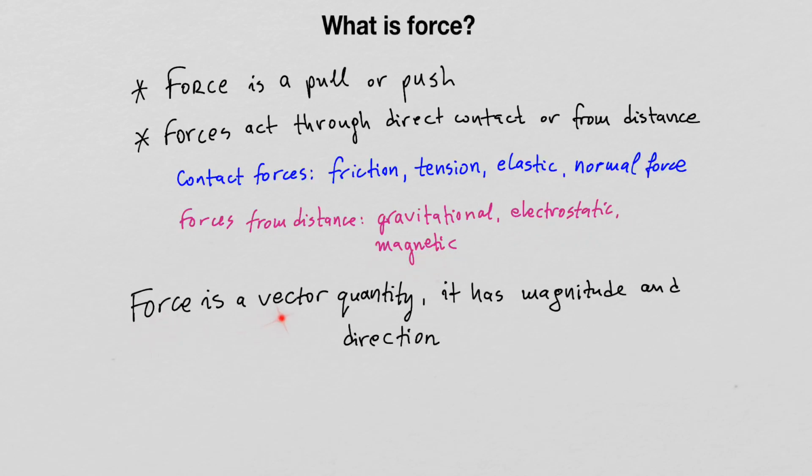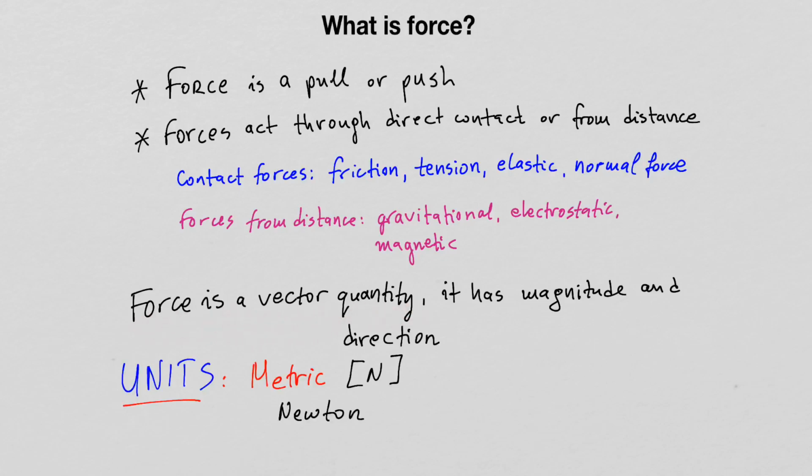Force is a vector quantity. It has magnitude, how much of a force was applied, and also direction. Was the force a pulling force or a pushing force? For example, we say we are pulling an object towards us, or we are pushing an object away from us. So we apply force with certain magnitude, but also in a certain direction. So force is a vector quantity.